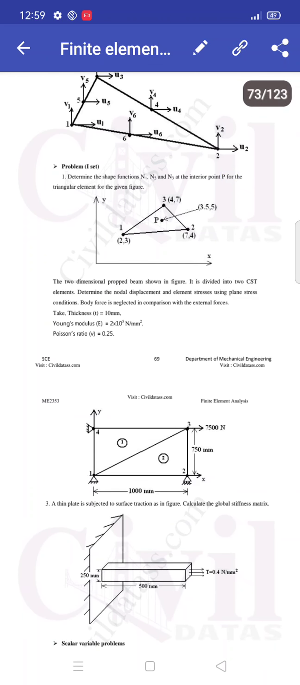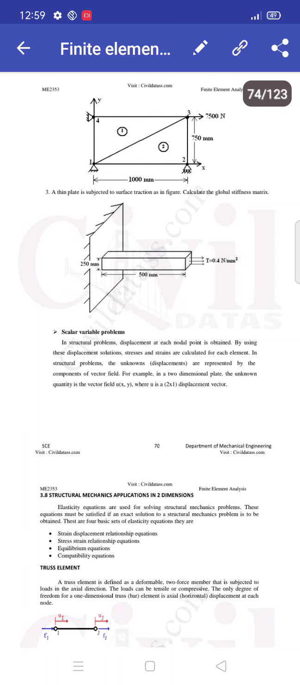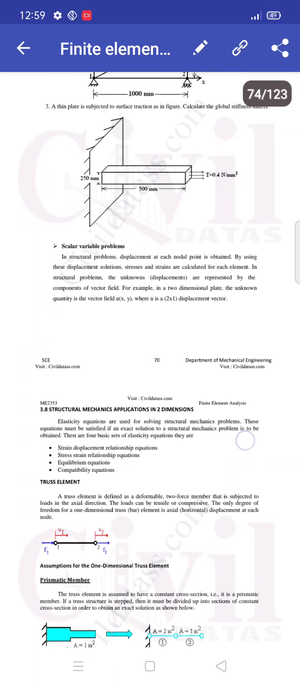So determine, these are the sums given here.